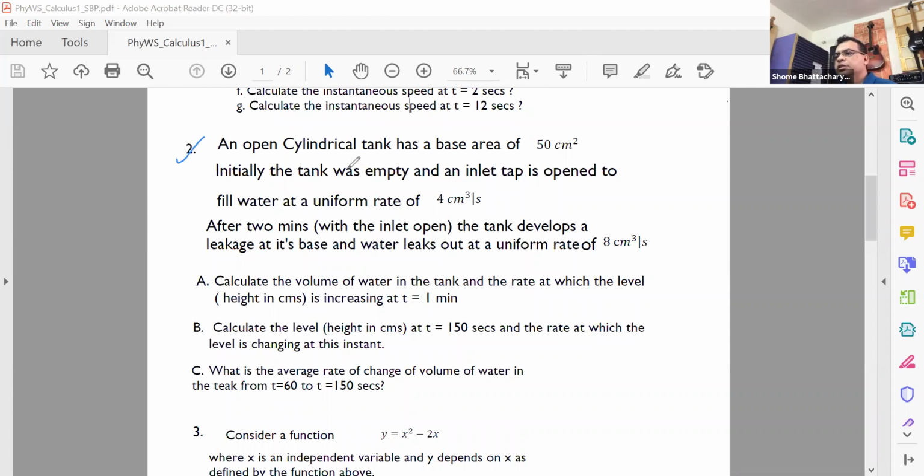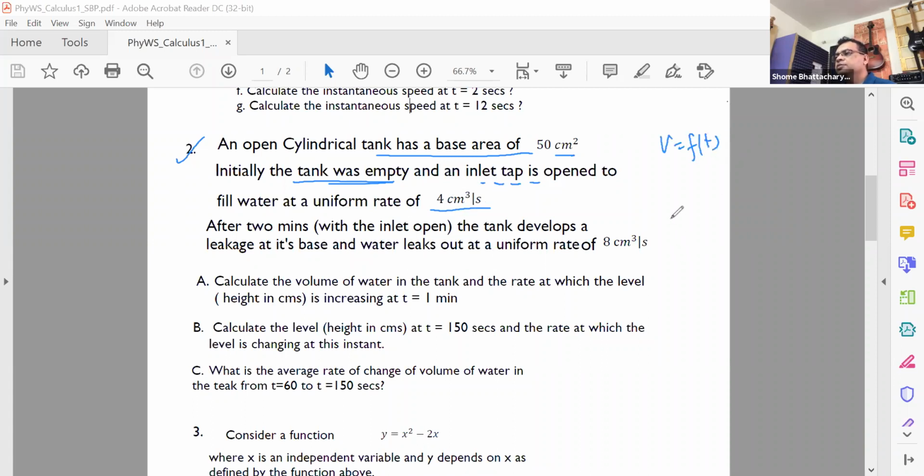So the first information given is that the base area of the tank is 50 centimeters square. It's a cylindrical tank, and initially the tank was empty, and now an inlet tap is opened to fill water at a uniform rate of 4 centimeter cube per second. So you can see the unit is in centimeter cube per second. So this is a volume rate. So we will take the volume of water in the tank as a function of time.